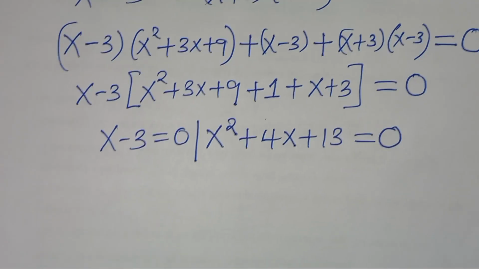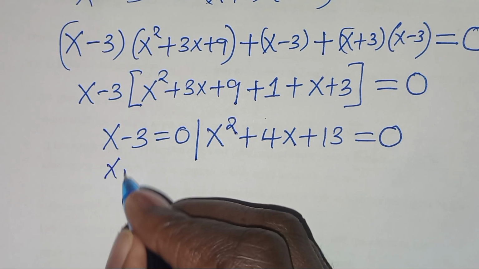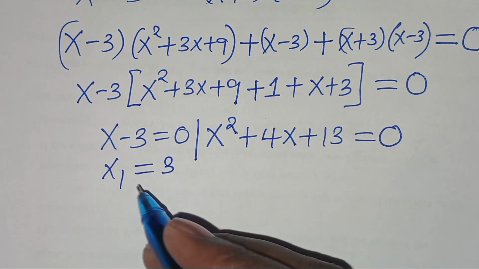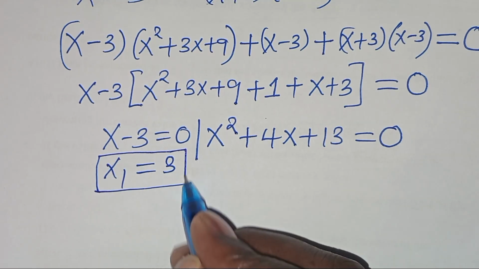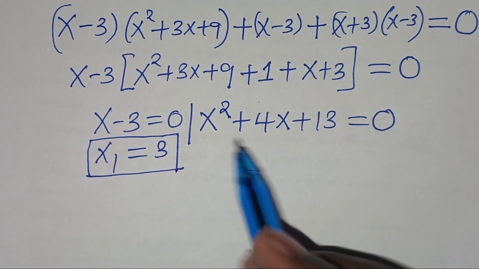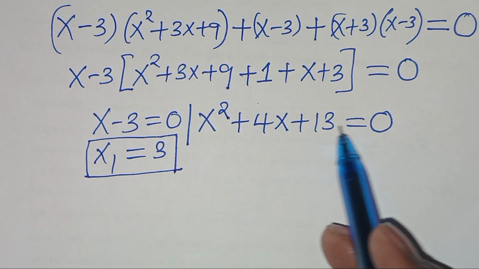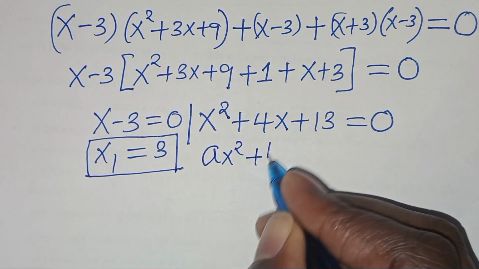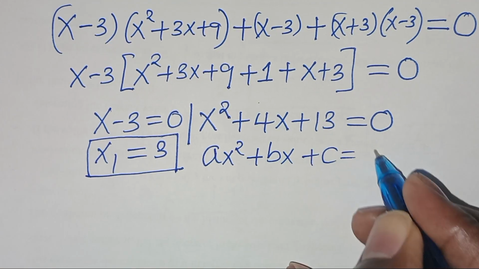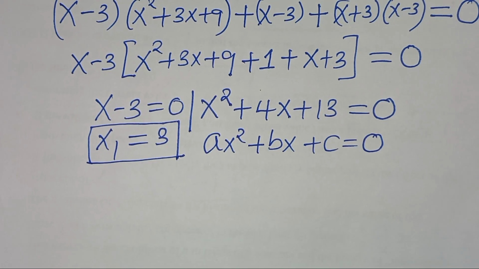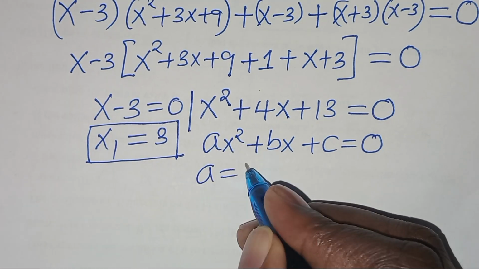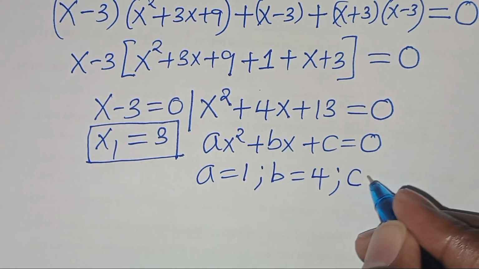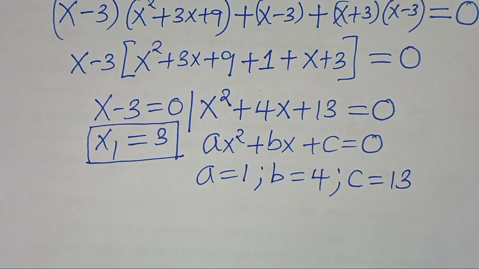Now, from the first part here, we have x1 is equal to 3. And this is a real solution. The second part here, we have a quadratic equation, which is of the form ax squared plus bx plus c. This is equal to 0. So this implies that a is equal to 1, b is equal to 4, and c is equal to 13.